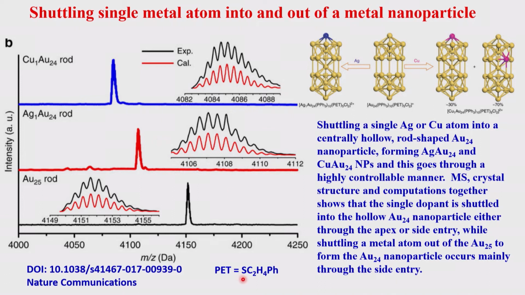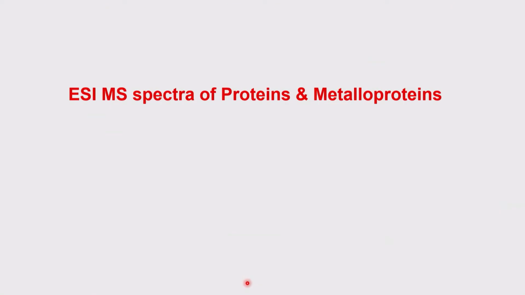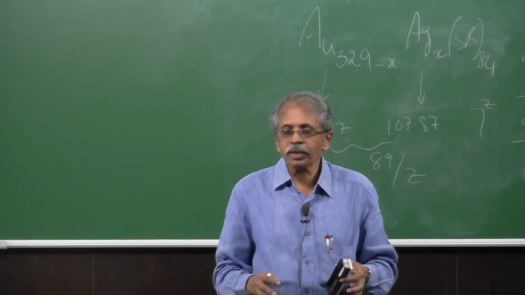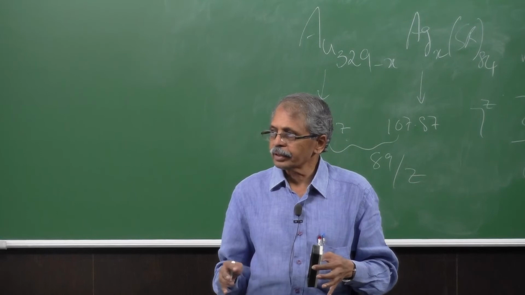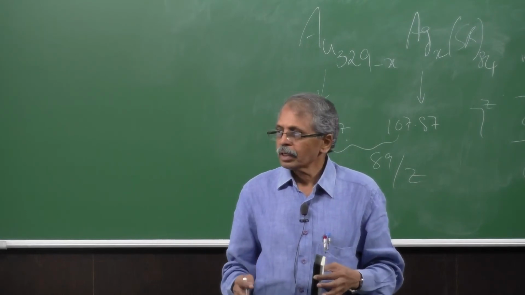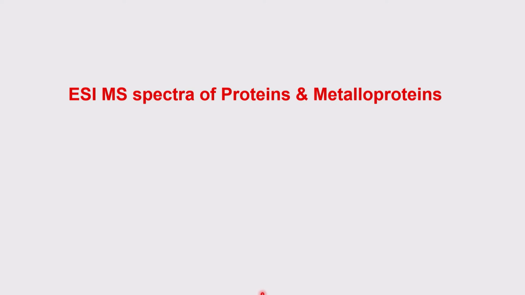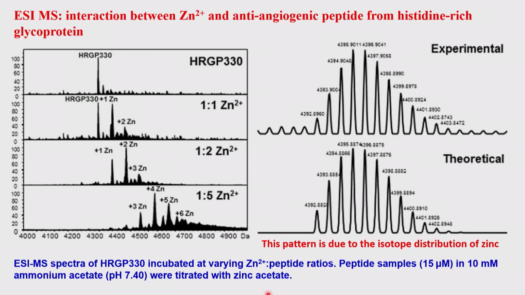I hope that you are able to understand all of these very clearly. Now let us move to another part of it. We have looked at the coordination complexes, we have looked at the nanoclusters. Let us look at the proteins, metalloproteins, etc. Okay, here is an example.